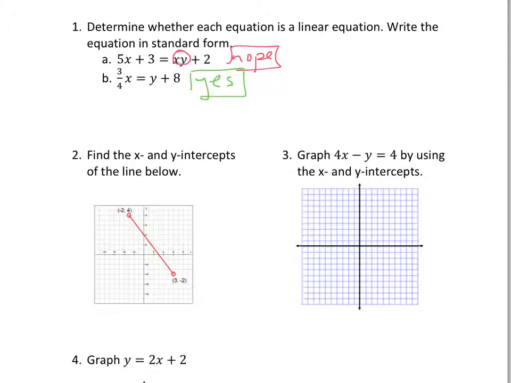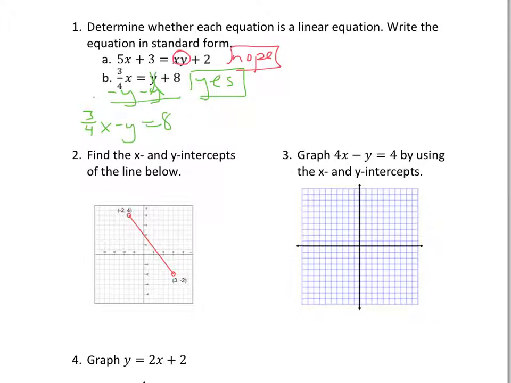But now that it's yes, we're going to try to rewrite it in standard form. Okay, so for standard form, we need our ax plus by equals c. So we've got 3/4 x minus y, because we're going to subtract that y over. So we have 3/4 x minus y equals 8.